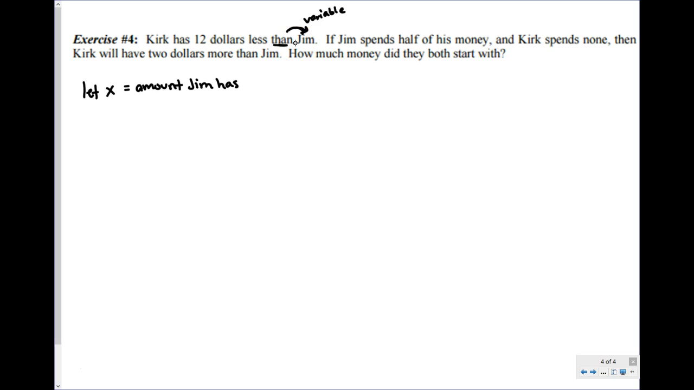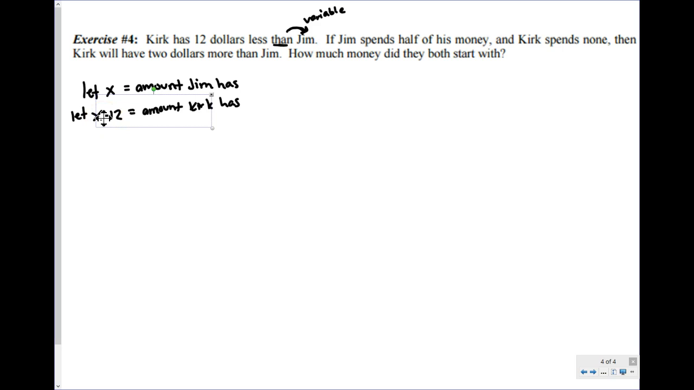Okay? Now I'm going to define Kirk. So let x, now Kirk has $12 less than Jim. So that means that he's got x minus $12. This is the amount Kirk has. And if you want to test that, pick a number for Jim. If Jim has $20 and Kirk has $12 less, it'd be 20 minus 12. Kirk would have $8, right?